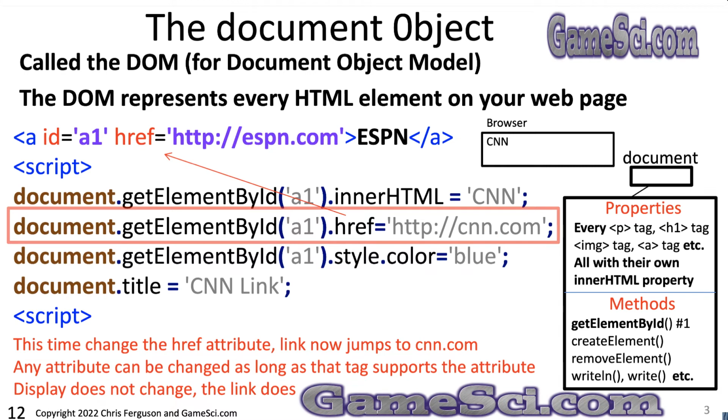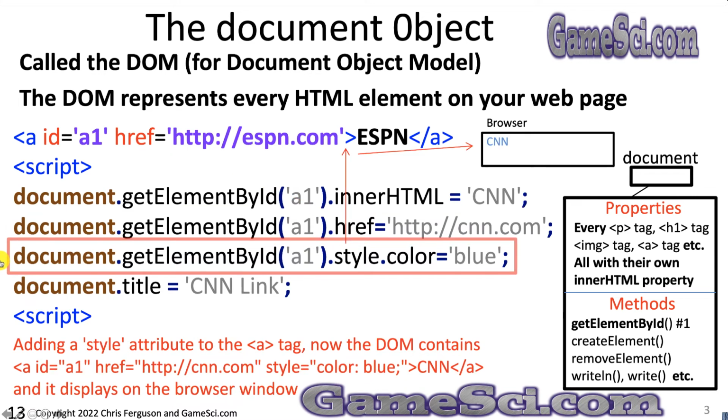Do you see how powerful the DOM is? Any attribute that an HTML tag has can be changed as long as that tag supports that attribute. The display does not change in this case with the href, but the link sure does. And when I click on the display link, it will jump to a whole new website. If that wasn't enough, you can actually add attributes that didn't exist before. What I did here is I came up to this tag and I changed this dynamically and I changed this dynamically. Now we're going to dynamically add a new attribute to this A tag, this anchor link tag.